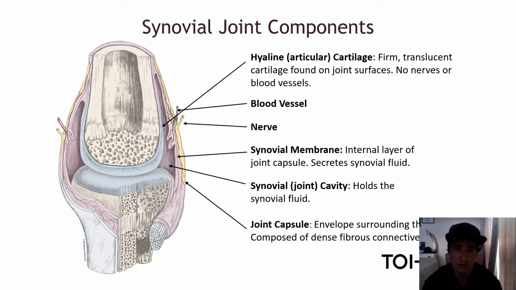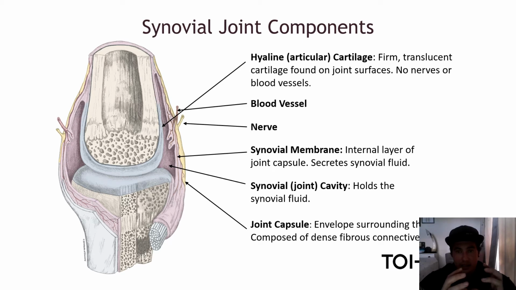Components of the synovial joints, as I mentioned, you'll have this articular cartilage, which is hyaline. The idea behind this is to reduce friction when bone surfaces move across one another. It's firm, translucent cartilage found on joint surfaces, with no nerves or blood vessels. So if you don't have blood supply, repair is pretty tough. You've got nerves within these synovial joints.